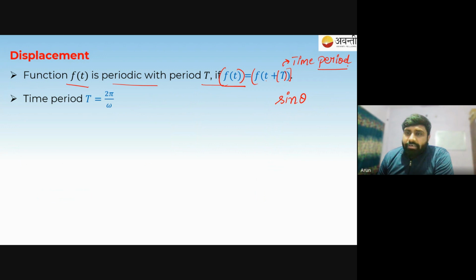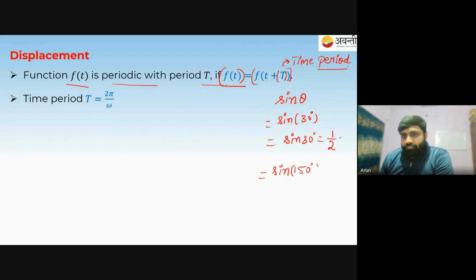sine theta is a periodic function. So if you talk about sine 30 degree, sine 30 degree is given by how much? 1 by 2. But if you talk about sine 150, sine 150 is nothing but you can write it as sine of 180 minus 30. This is also sine 30. Again, repeating its value.